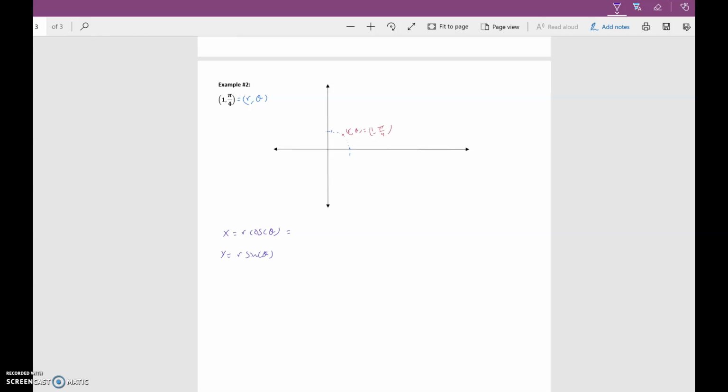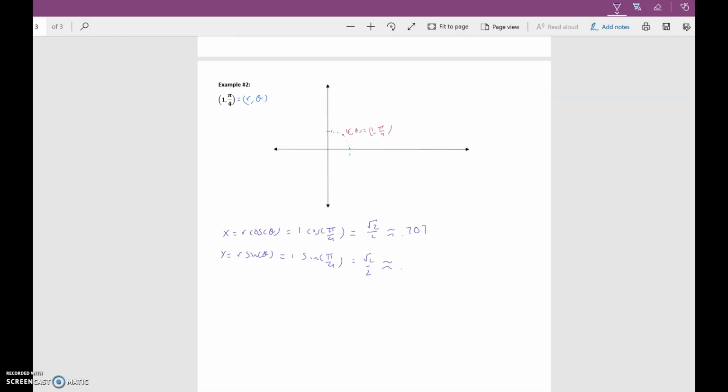And in this case, we're looking at 1 cosine of pi over 4, and technically 1 sine of pi over 4. So these are the special angles. You're looking at square root of 2 over 2 and square root of 2 over 2. As you change these to decimal, I'm just going to use 2 decimal places. Actually, let me use 3 just so that you guys have it.